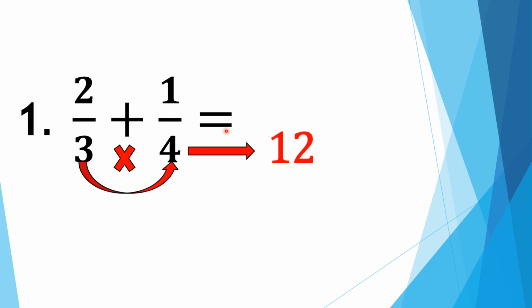2/3 plus 1/4 is equal to. First step, multiply the denominators. 3 times 4 is equal to 12. Step 2, cross multiply. Multiply the numerator of the first fraction by the denominator of the second fraction. 2 times 4 is equal to 8. Then add.